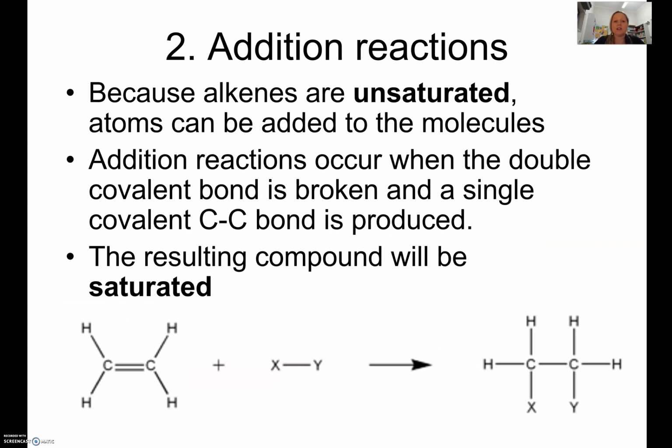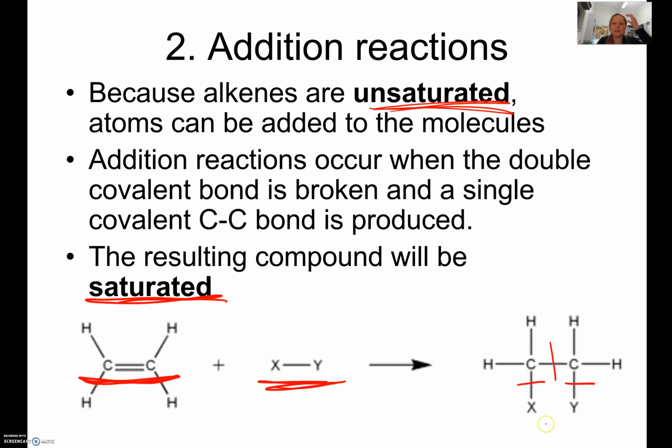Okay, addition. So because alkenes are unsaturated, what that means is that they don't have the maximum amount of hydrogens, or atoms, surrounding them, they've got a double bond. And so that makes them quite reactive, and this double covalent bond can actually break and single covalent bonds can be produced. And what happens is you end up making a saturated compound. So if you look here, if we break this double bond and add an X and Y, just showing any atoms, they will then bond, and you end up making 1, 2, 3 single covalent bonds from something that had a double bond, which is quite cool.